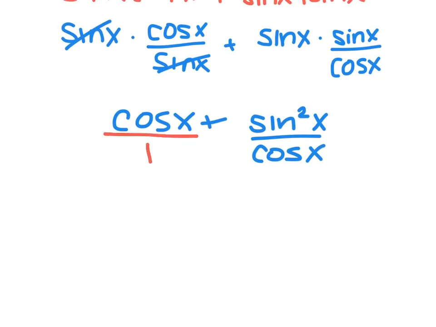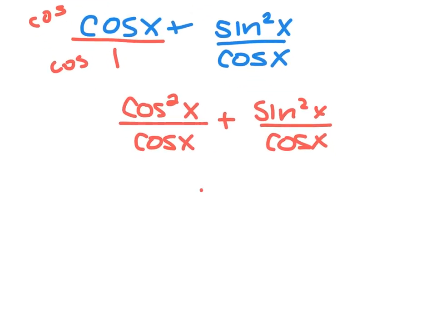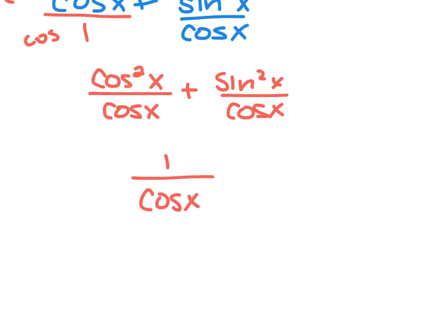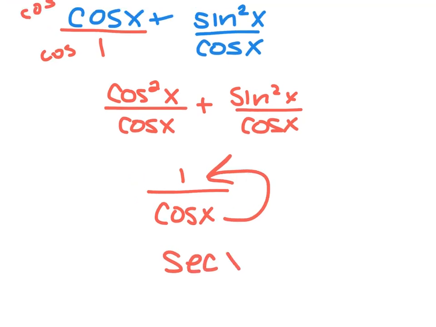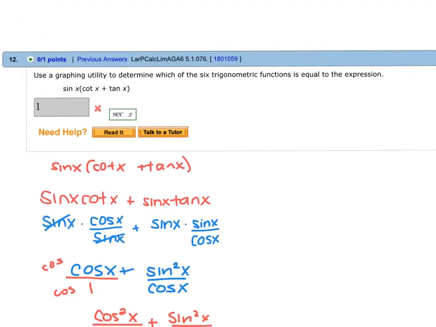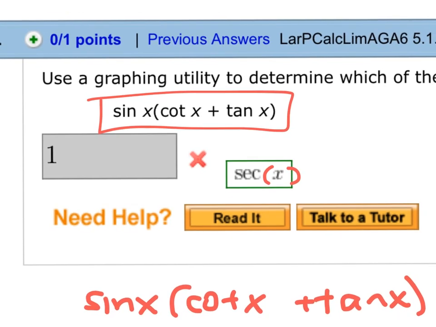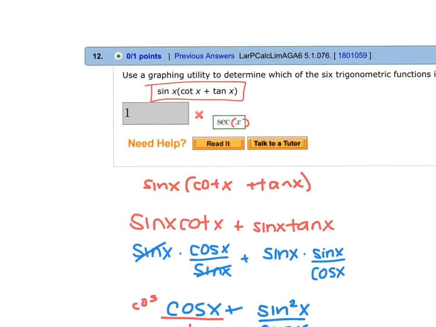Now the denominator on that cosine is 1. I need them to be the same, so I'm going to multiply both the top and the bottom by the cosine over here. And I get cosine squared x over cosine plus sine squared x over cosine. Cosine squared plus sine squared is 1 over cosine. And then bring the cosine to the top, and it's secant. So if you were to type that and this into the calculator, you'd see that they would give you the same graph, and that's how you can compare them.